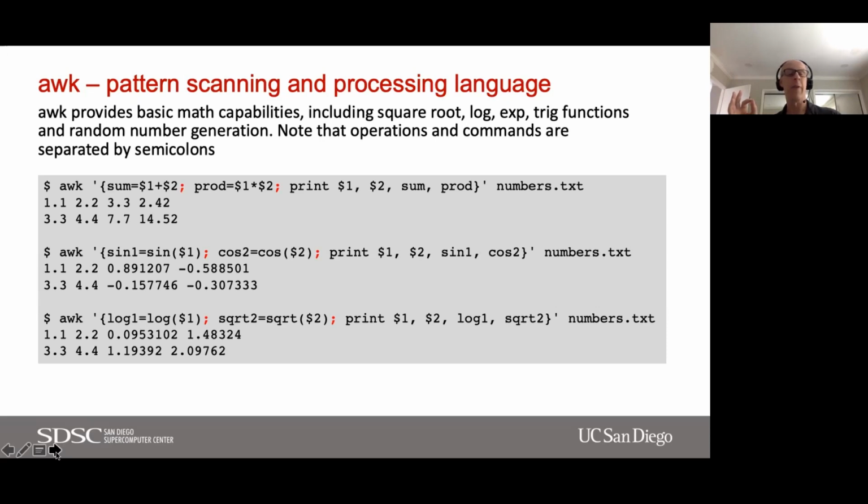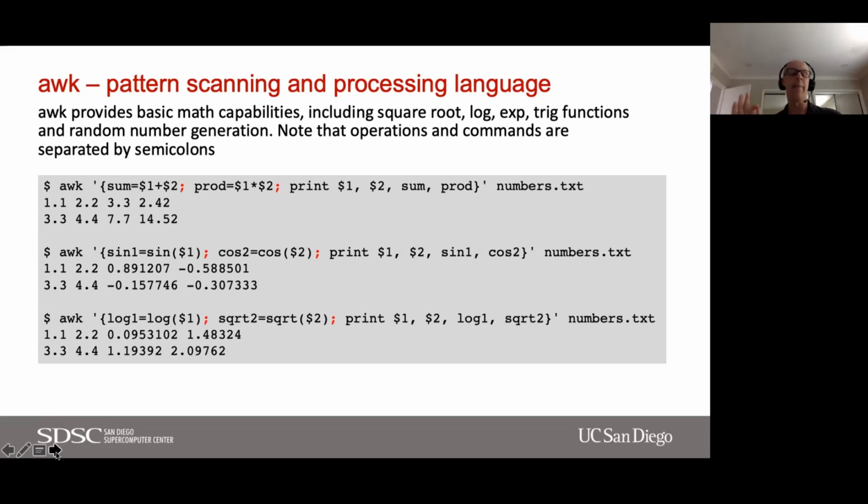So the expressions are getting a little more complicated, but within the quotes and the curly braces, I have sum equals $1 plus $2. I separate everything with semicolons, just like if I was a C or C++ programmer. Then I define the product as $1 times $2. And now I'm going to print out the two values along with the sum and the product. So what we see is, first row, 1.1, 2.2, the sum is 3.3, and the product is 2.42, and similarly for the next line.